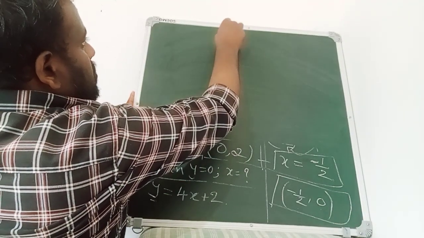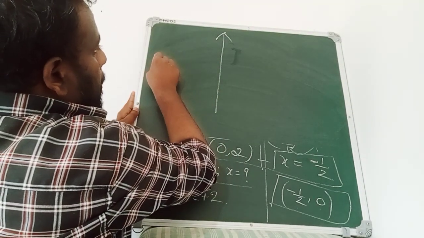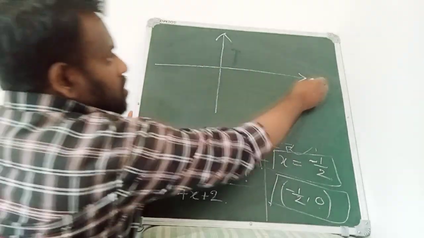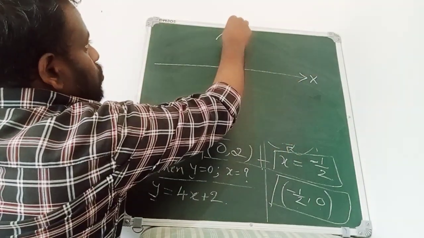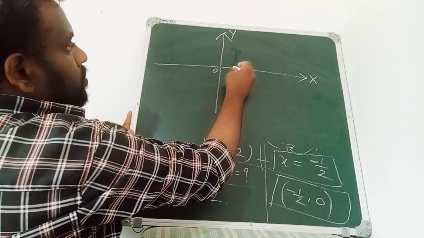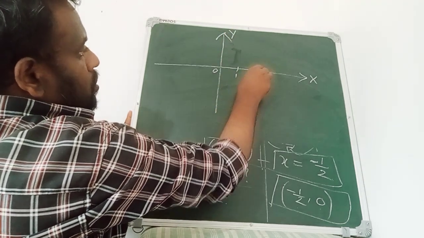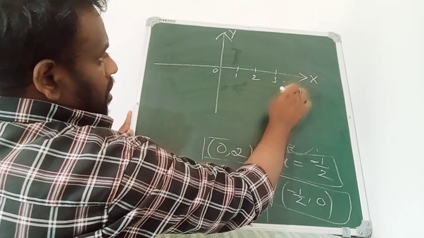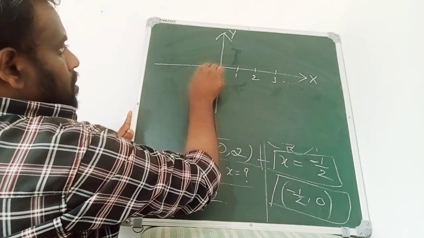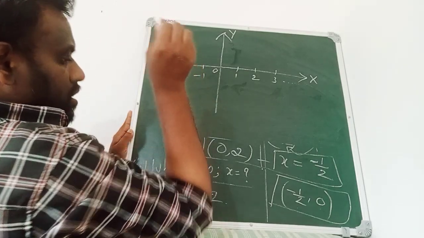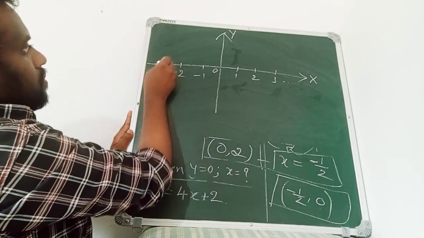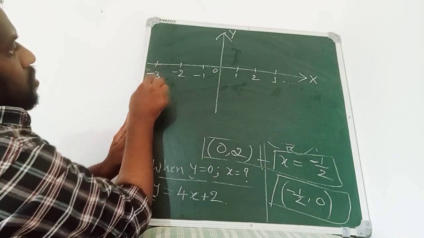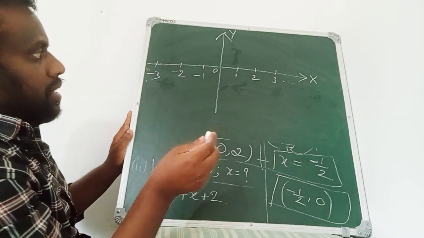First, the coordinate axis. So this is the x axis, this is the y axis. 0, then 1, 2, 3, etc. till infinity. This side minus 1, minus 2, minus 3, etc. So this will continue till minus infinity.